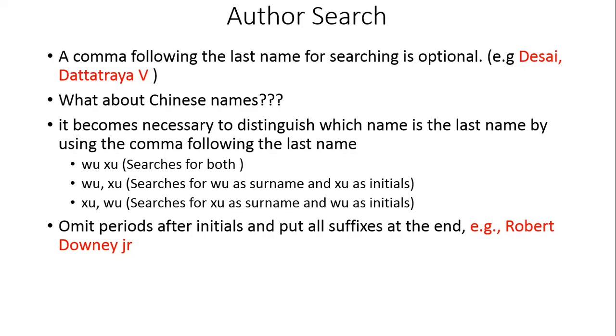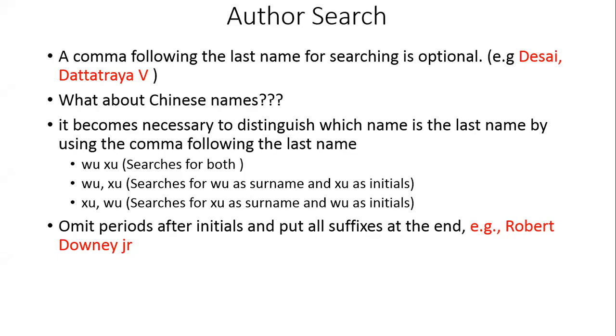So this search can be made more clear by putting a comma over here. This would search for WU as surname and XU as initials. And if you search XU comma WU, you can search for XU as a surname and WU as initials. So this becomes handy in order to determine what was the surname and what were the initials.